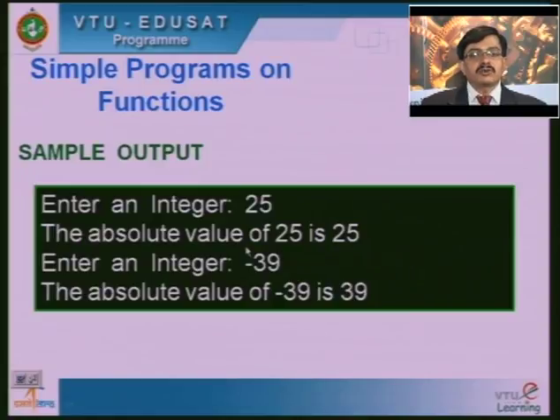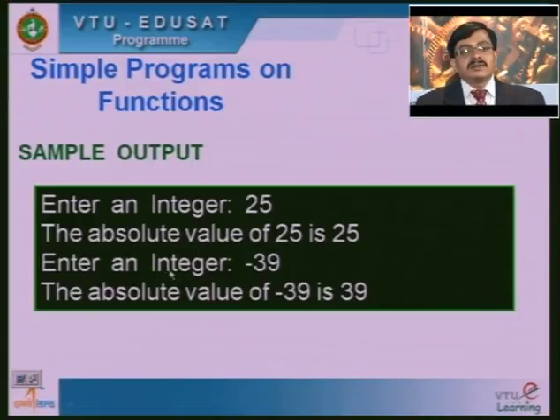If you see the output of this program, here we have "Enter an integer", and we are reading 25 as the integer. We are passing 25 to the absolute function, and then we are returning the answer, and the absolute value of 25 is 25 only. Whereas in the second run, I am giving the input as minus 39, and the absolute value of minus 39 is 39 that is printed, because minus of minus 39 is plus 39, the value returned by the absolute function.